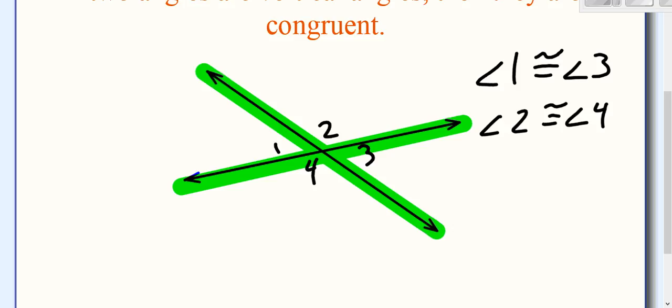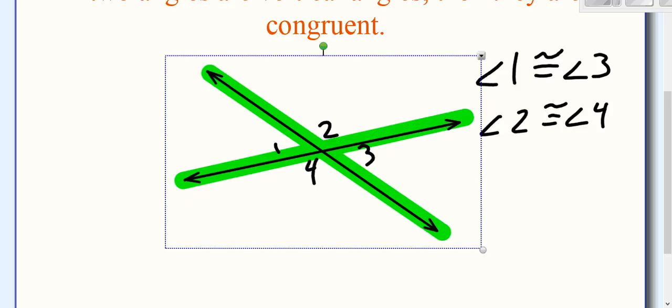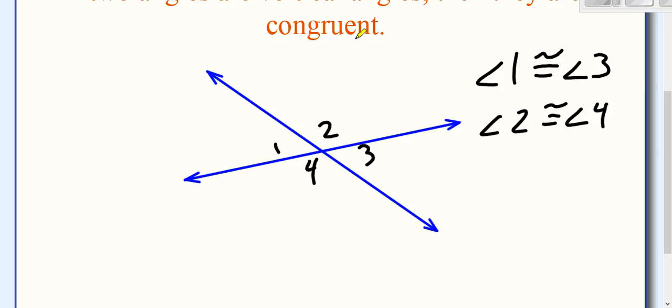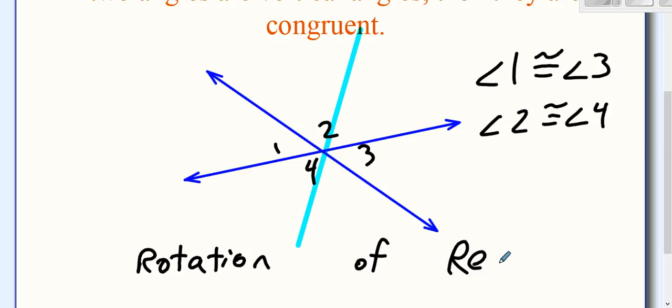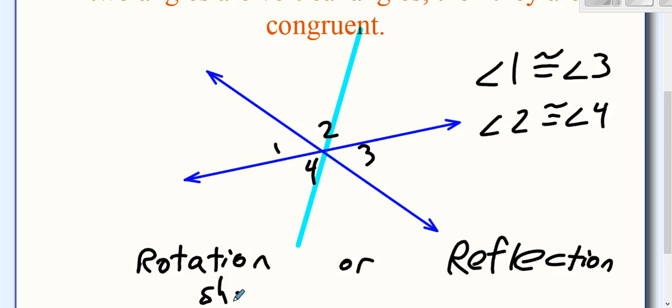You could also know that instead of rotating, if you drew a line right about there, you could also reflect it over, and you could see that they're congruent by reflection. You could fold that in half and see that they're congruent by reflection. So an easy way to identify that vertical angles are congruent is either by rotation or a reflection. Rotations or reflections show that vertical angles are congruent.